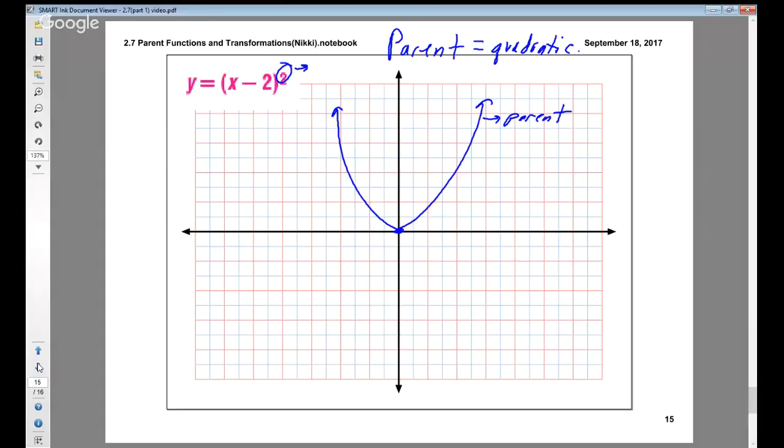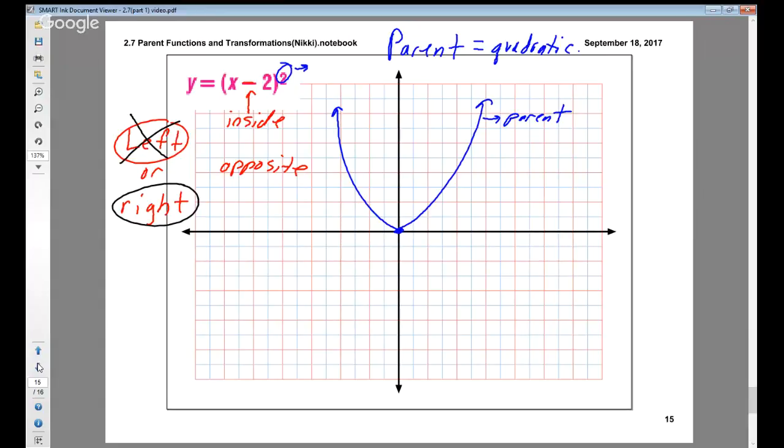And now the child function. To identify the child function, let's look at our minus 2. And we see right away that it's inside the parentheses. Or in other words, that means we're going to go left or right. And again, we see it's a minus 2. So you would think it would go to the left. But remember, it's the opposite of what you think. So it's not left, but it's going to go right 2 units.